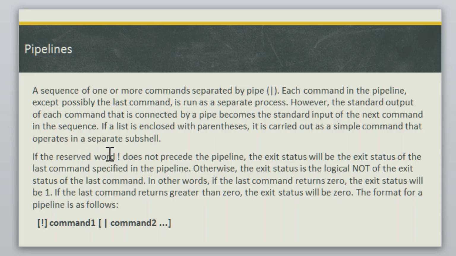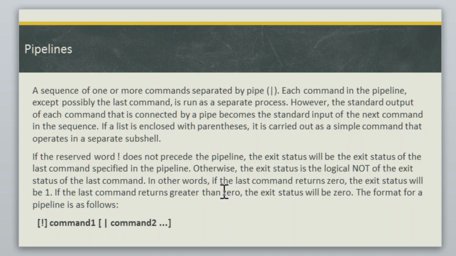If the reserved word exclamation point does not precede the pipeline, the exit status will be the exit status of the last command specified in the pipeline. Otherwise, the exit status is the logical not of the exit status of the last command. In other words, if the last command returns 0, the exit status will be 1. If the last command returns greater than 0, the exit status will be 0. The format for a pipeline is as follows: optional exclamation point, command 1, pipe, and then command 2.